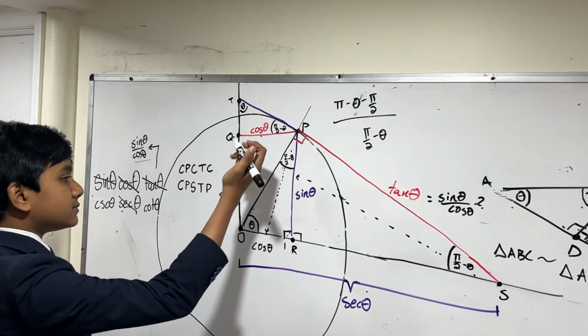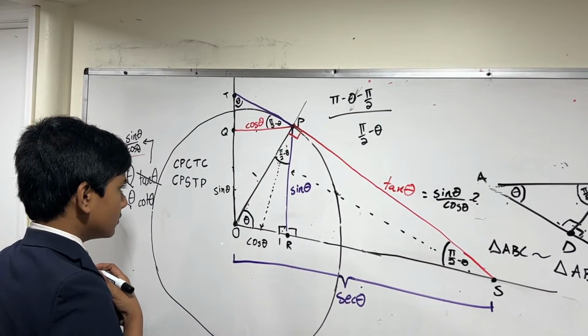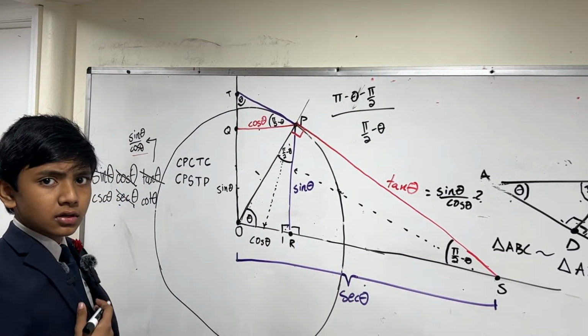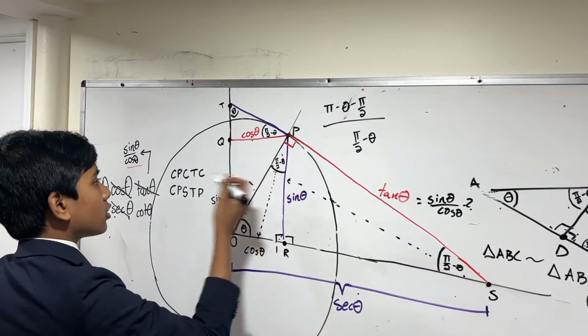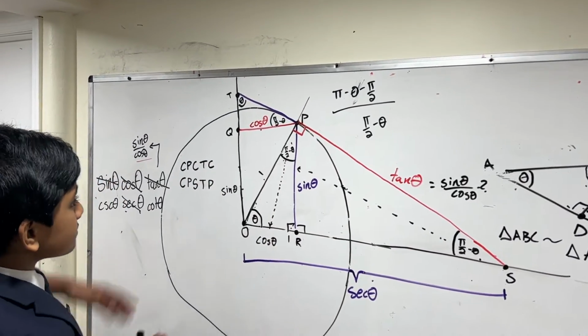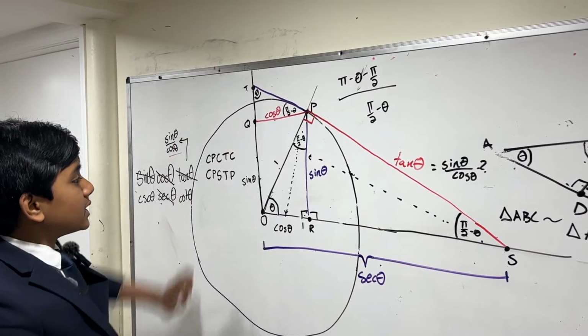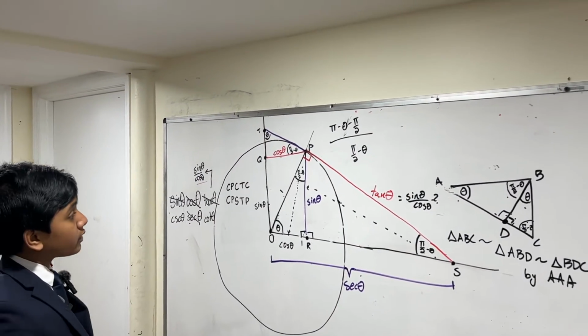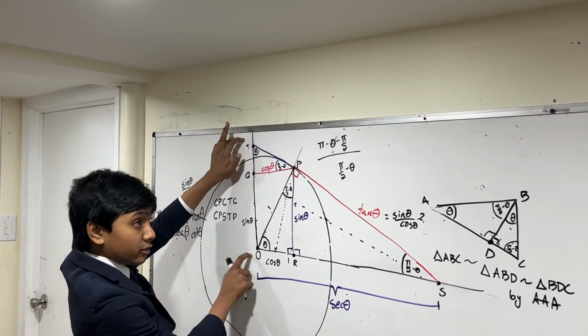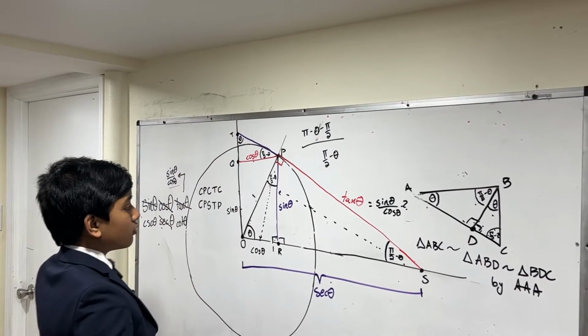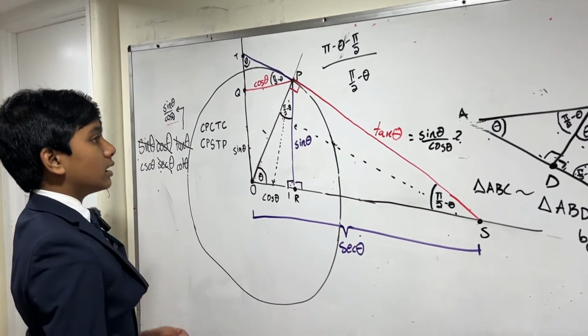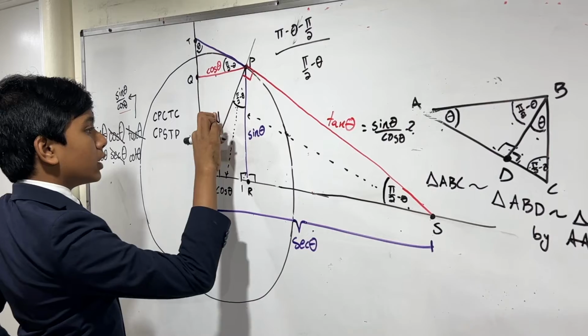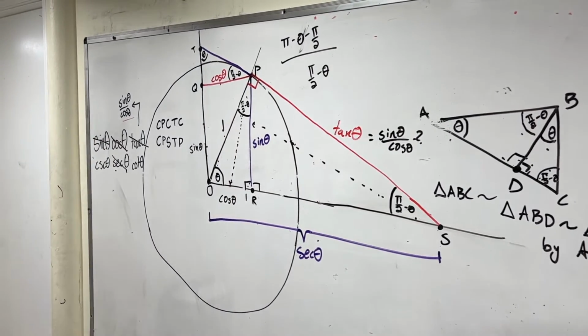We have sine theta. We have sine theta, cosine theta. And then what's this length right here? Or rather, what's this length right here? Well, that's a pretty good question. This is 1, by the way. I should write that.